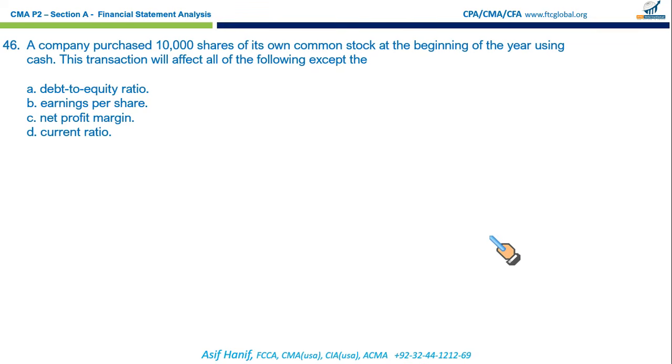A company purchased 10,000 shares of its own stock at the beginning of the year. Resultantly, your cash falls, which is basically your current asset. And when you buy your own stock, treasury stock, it causes your equity to reduce because equity is reduced when a company buys its own stock. So it says this transaction will affect all of the following except.